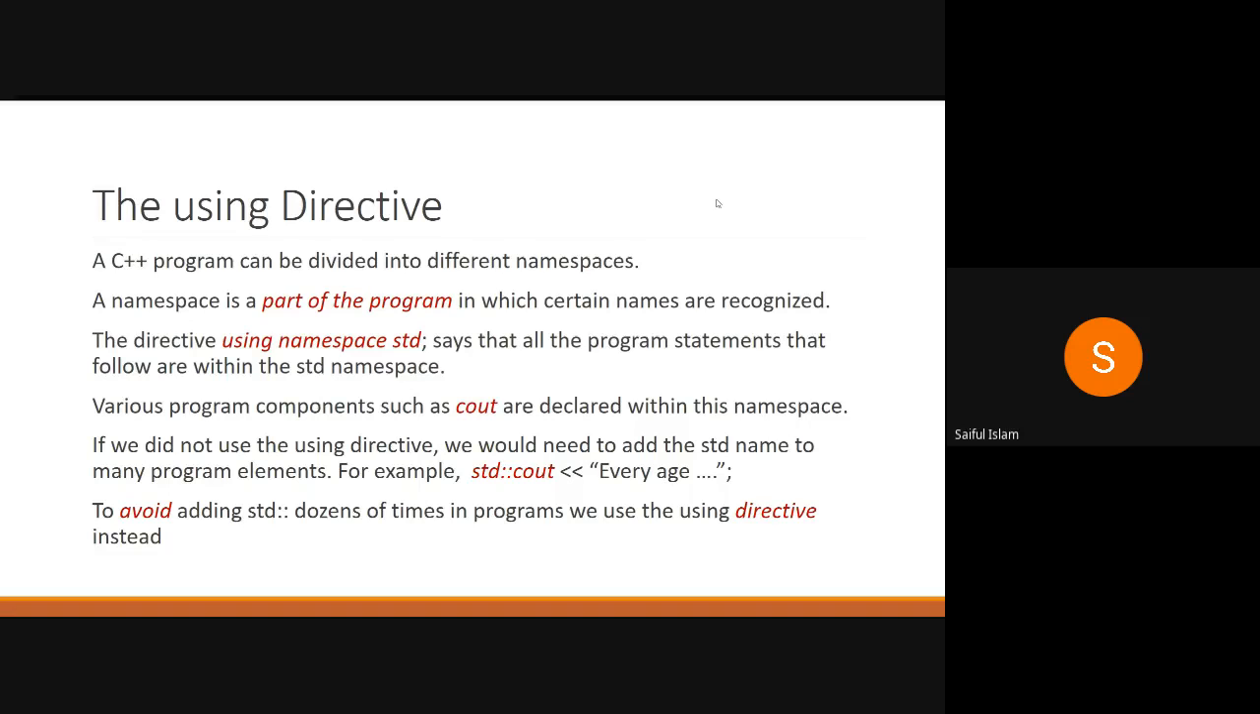So next is a using directive. A C++ program can be divided into different namespaces. Generally a namespace is important when we are using multiple files in a program. When I'm writing a large program, for small programs I can manage on my own, but it is better to use namespaces. A namespace is a part of a program in which certain names are recognized. What are the names? Names are basically the name of a function, a variable, or an object. So the question is where this name is defined.